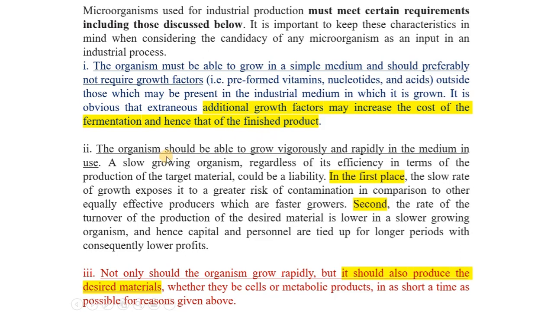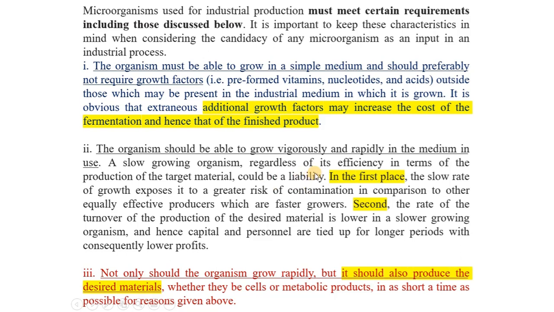Second one is the organism should be able to grow vigorously and rapidly in the medium of use. So we have to use an organism that grows very vigorously and rapidly, that is, the multiplication rate should be very high. You should not usually choose a microorganism that grows very slowly. If it is very slow, you have to wait for so many days, and each and every day you are putting a lot of money into the production, including manpower, electricity, so many requirements at the time of production. A slow growing organism, regardless of its efficiency in terms of the production of the target material, could be a liability.